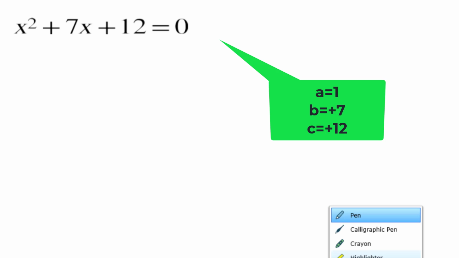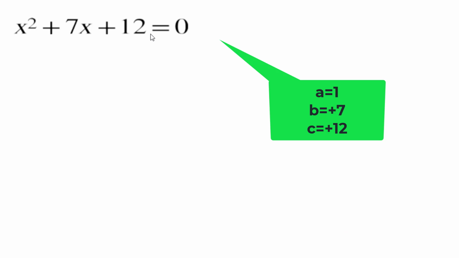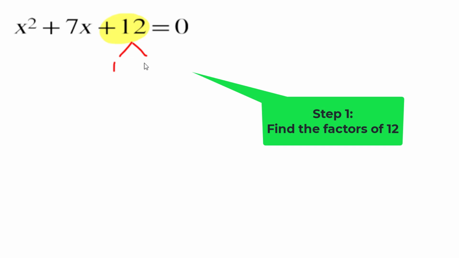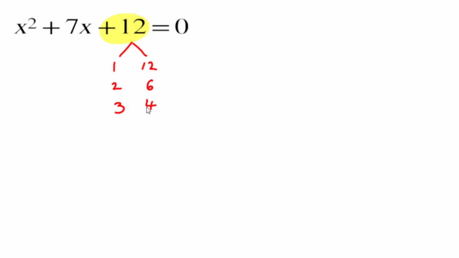How do we solve these simple quadratics? Well, first we'll look at the number on its own, plus 12, and we're going to find the factors of 12. Now the factors of 12 will help us to factorize, that's in the second stage, this quadratic. So the factors of 12: 1 and 12, then times by 2, divided by 2, 2 and 6, and then times by 3, divided by 3, 3 and 4. So these are the factors of 12.